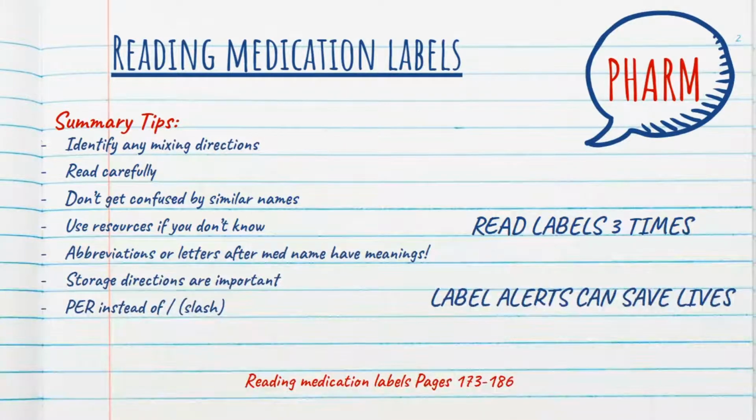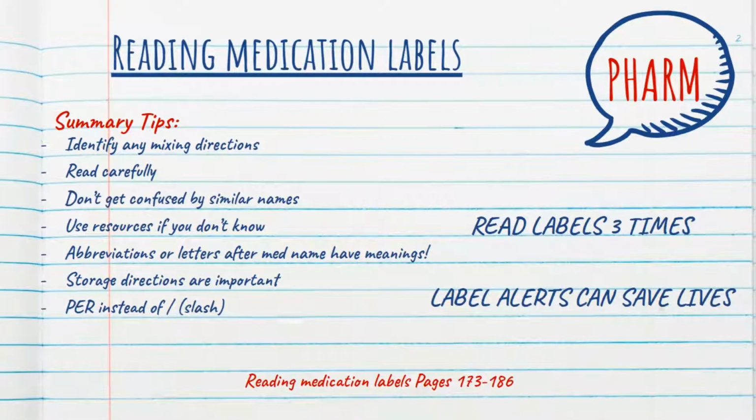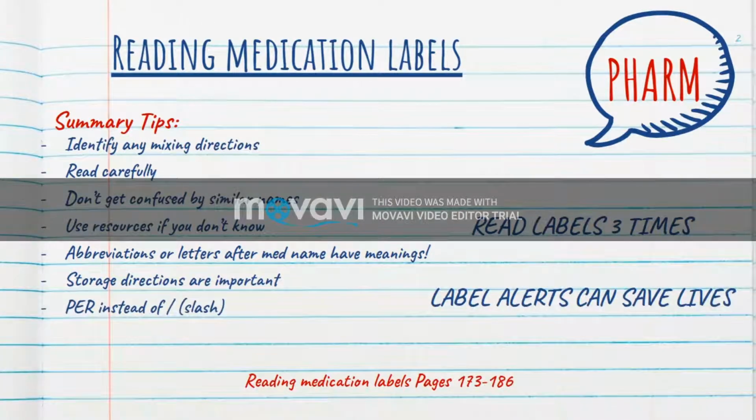Make sure that you understand the storage directions. Whether you're at home or in a hospital or in whatever facility, you may be required to store a multi-dose vial after you've mixed it, and you need to understand how to do that without changing the efficacy of the medication. Always, when you're writing something, remember to write the word per instead of a slash, because it's very easily mistaken for a number 1, and that could create a medication error.